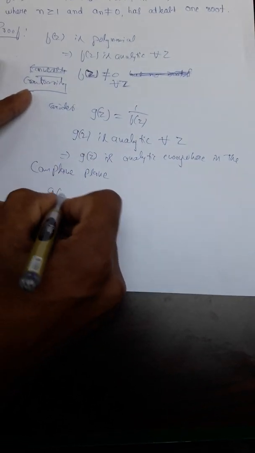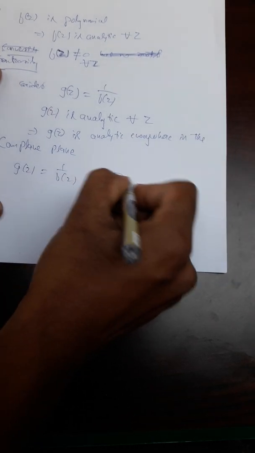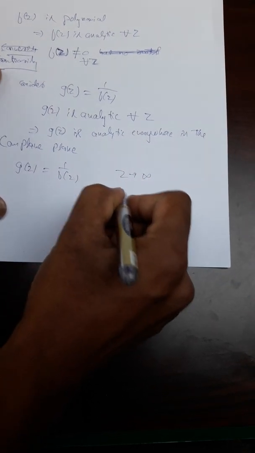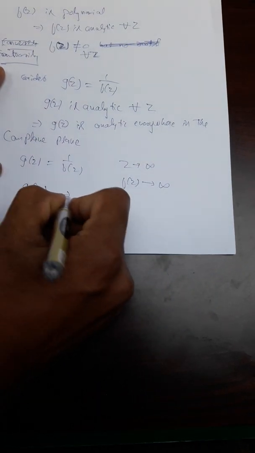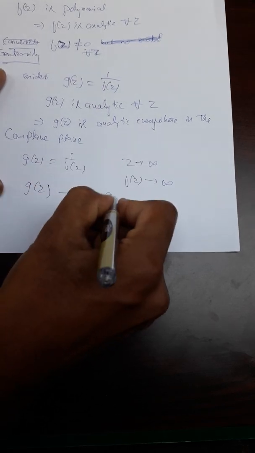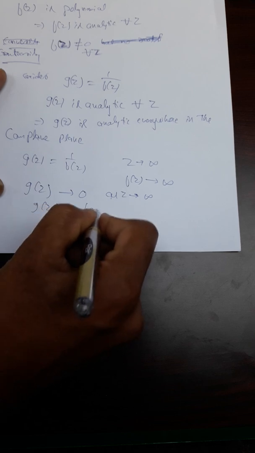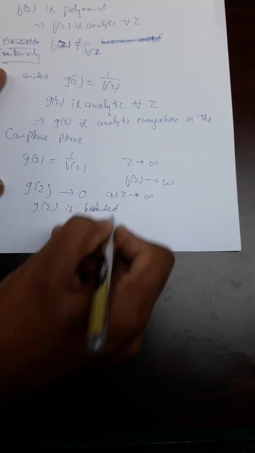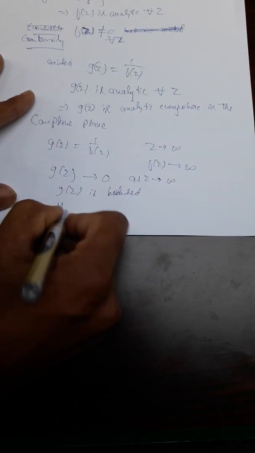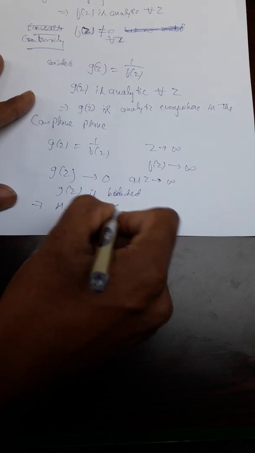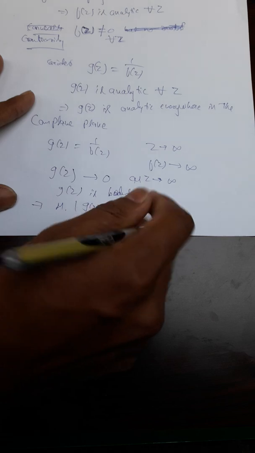And g(z) is equal to 1 by f(z). As z tends to infinity, f(z) also tends to infinity, since it is a polynomial function. Hence g(z) tends to 0 as z tends to infinity, which means g(z) is bounded. The definition of a bounded function is: there exists a positive number m such that the modulus of g(z) is less than or equal to that number. Since g(z) tends to 0 as z tends to infinity, g(z) is bounded.